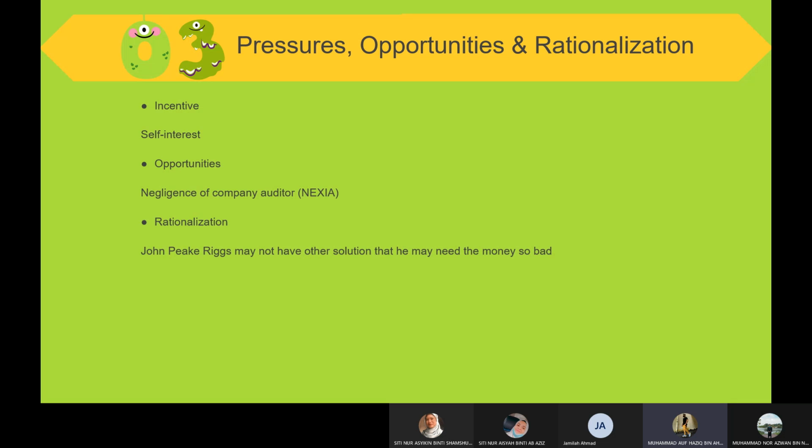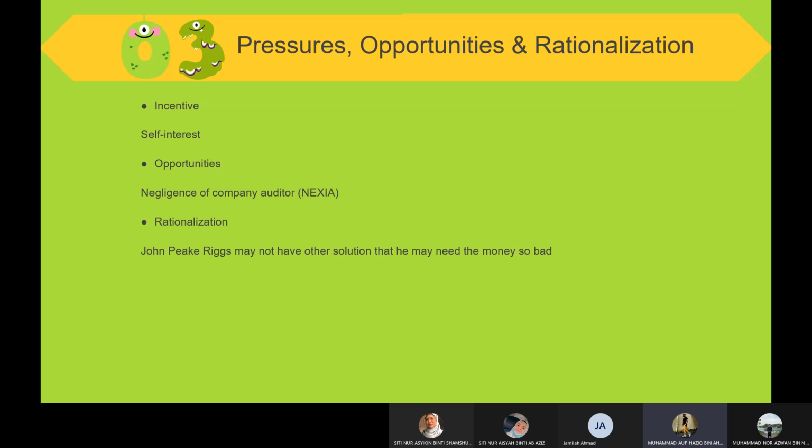Then we move to the opportunities. The opportunity that Rins had to commit fraud was the negligence of the company auditor, which is Nexia. As I explained before, Nexia is the auditor of the JSI Shipping company in both countries, Singapore and California. The auditor failed to verify the Singapore-based director's entitlement to remuneration. The auditor also failed to report the abuse by the Singapore-based director of his check signing limit, and also failed to properly verify warehouse renovation expenses.